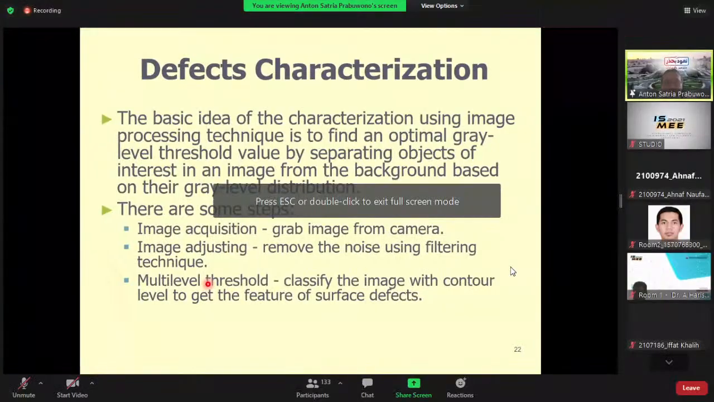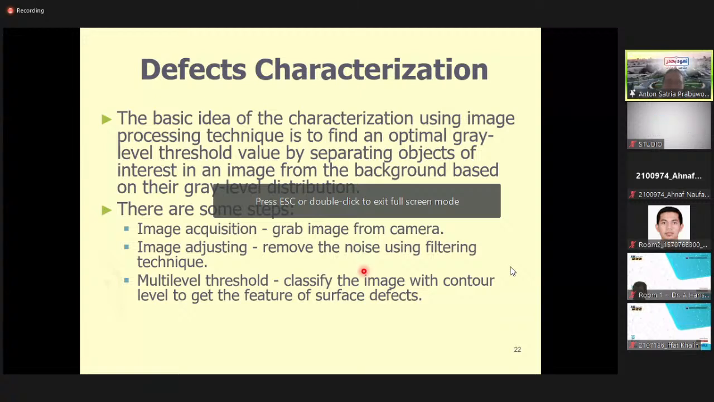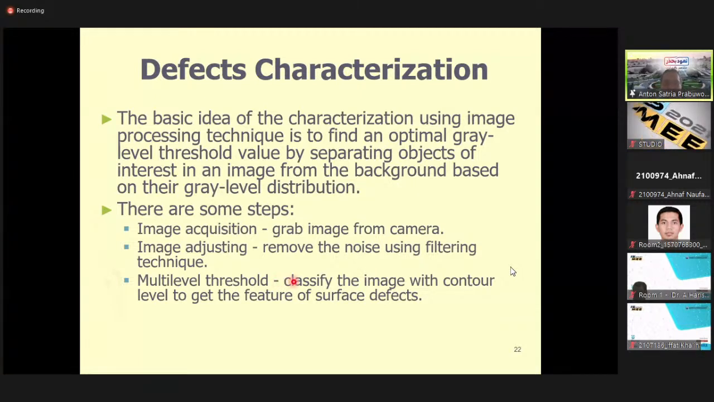The first one is image acquisition. So we use the camera, as mentioned in the previous slide, and then the image adjustment. This part is actually the image enhancement, pre-processing, and then also multi-level thresholding, for classifying the image based on the contour level.